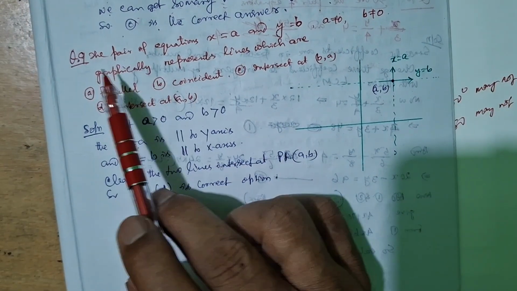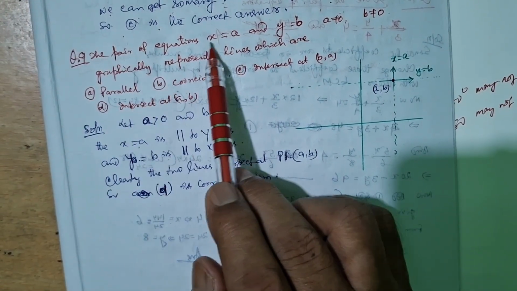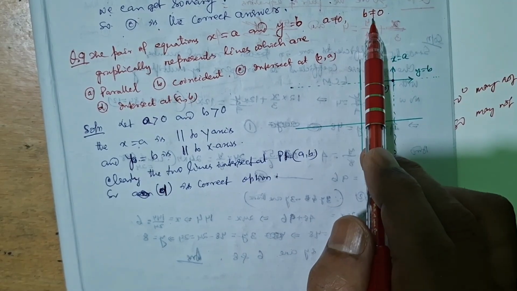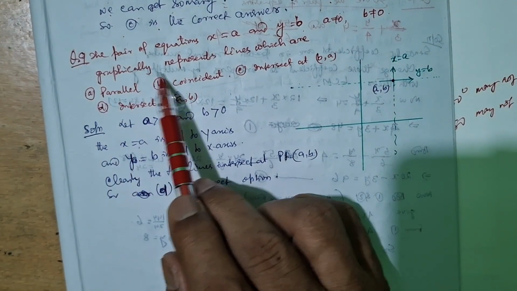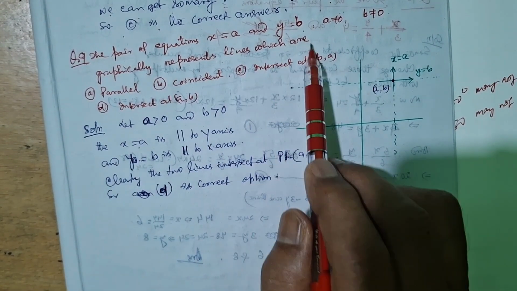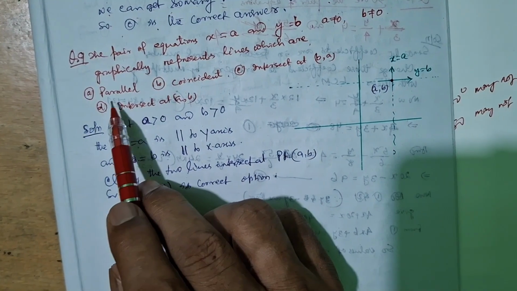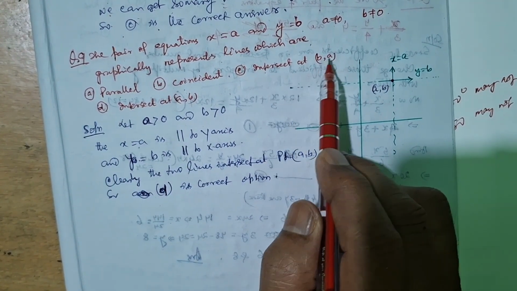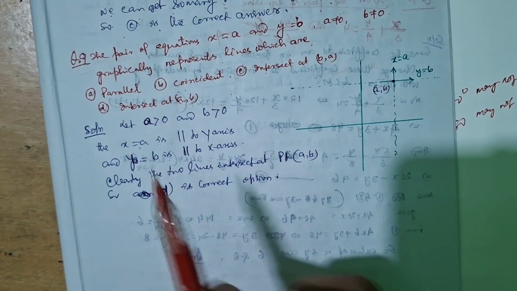Similarly, you come to this. The pair of equations x is equal to a and y is equal to b, a is not equal to 0, b is not equal to 0, graphically represents lines which are parallel, coincident, intersect at b and a, intersect at a and b.